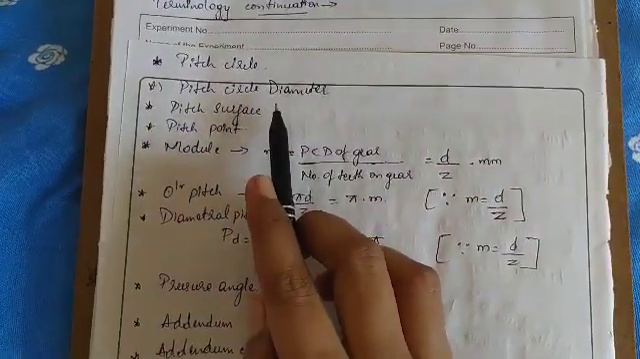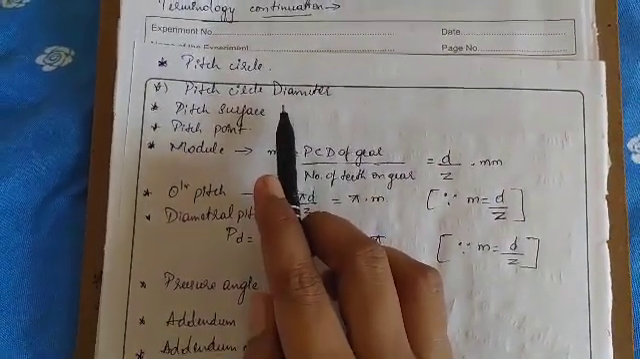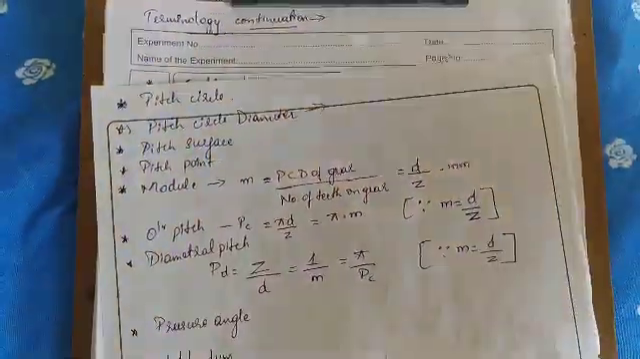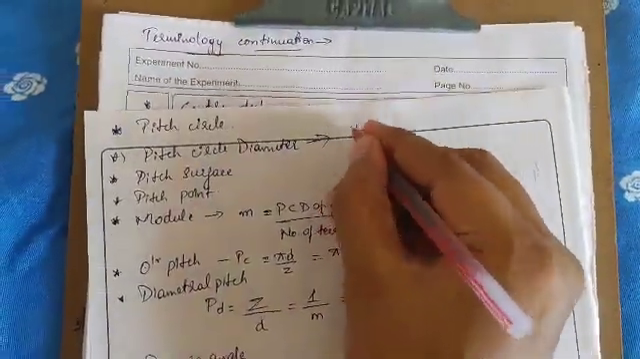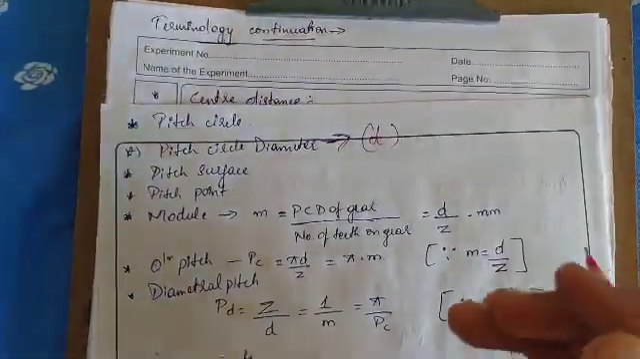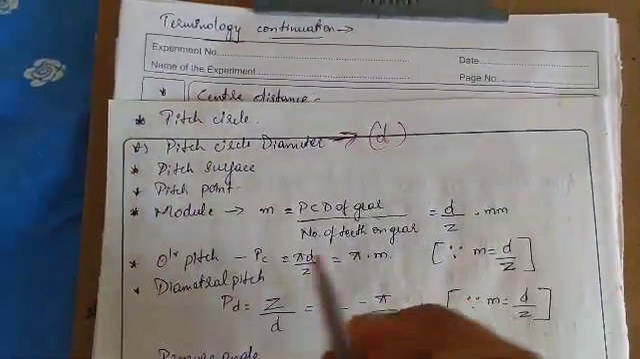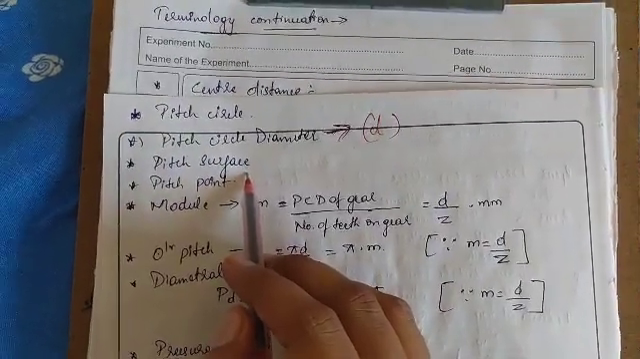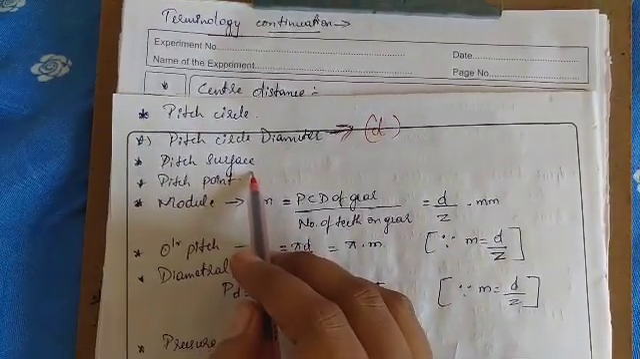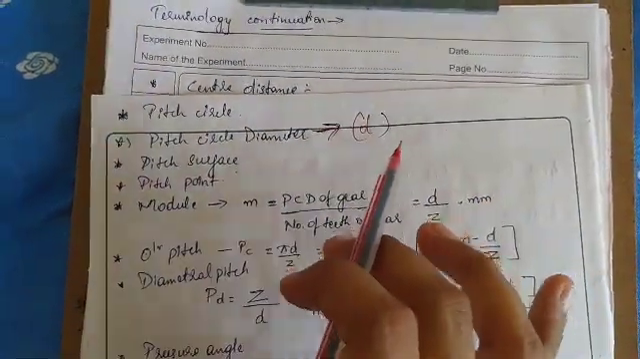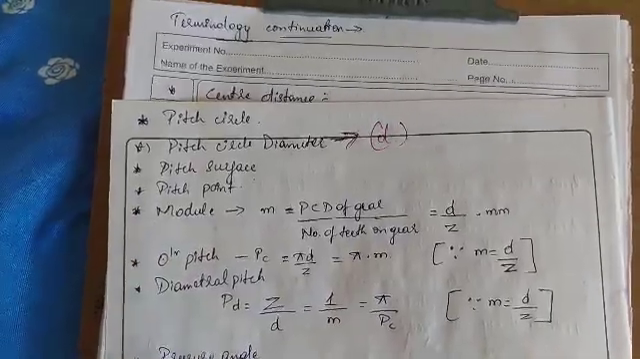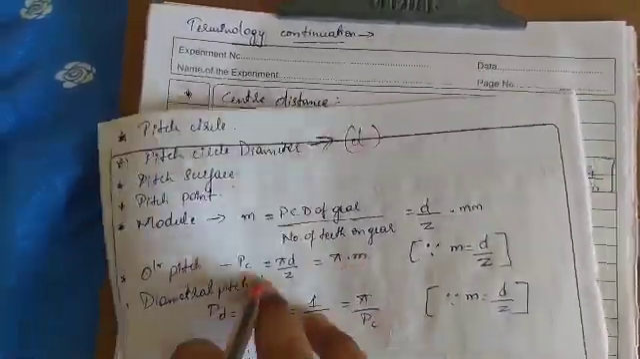The pitch circle diameter is generally how the size of the gear is specified, and it is represented by a small d. The pitch surface is the surface of the rolling disc which the toothed gear has replaced at the pitch circle. That surface we call the pitch surface.